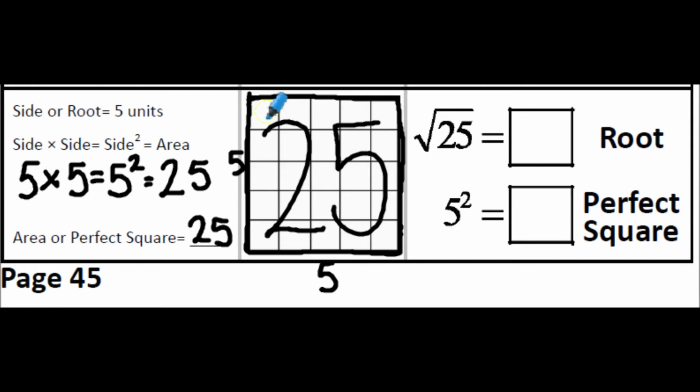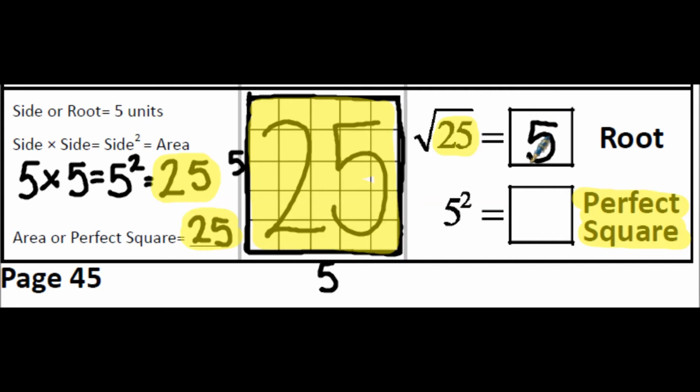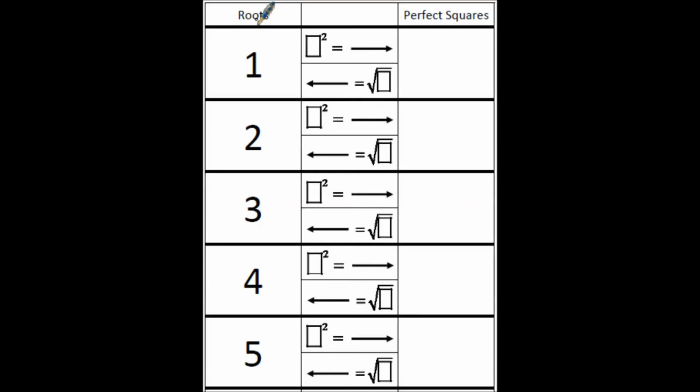So if we color in my perfect square yellow, I'm covering up this entire square of 25 boxes. So this 25 is my perfect square. And if I take the square root of this 25, I will get a 5, and that is my root. So the root, or the square root, is how big the side of that square is. And if I take that 5 and I square it again, I can get back to my perfect square of 25. Now the roots are what we start with to get the perfect squares.